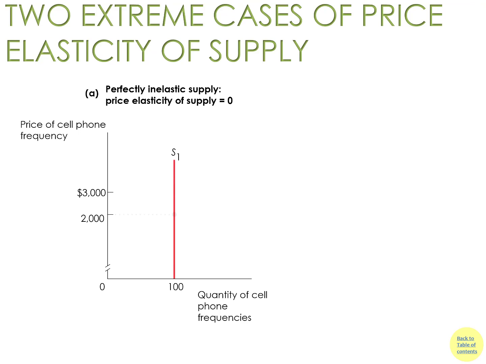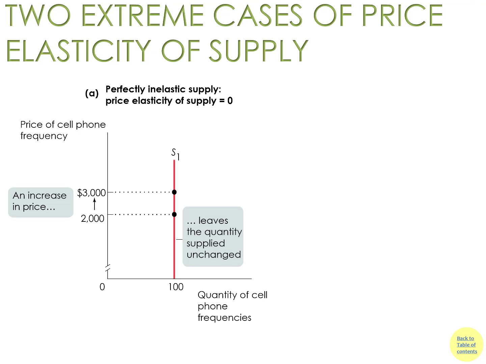divided by the percent change in price. And to look at some extremes here, let's say there's only a certain number of cell phone frequencies, radio frequencies, whatever you call these things out there. Even if the price were to rise, there is simply no way to create more of this good. Other examples of perfectly inelastic supplies, where the quantity does not change regardless of how much price changes, are art by Picasso.